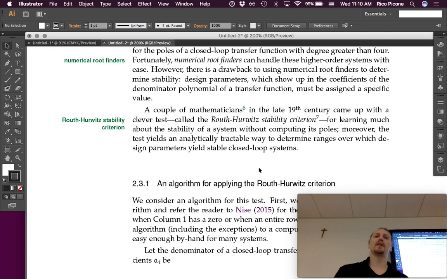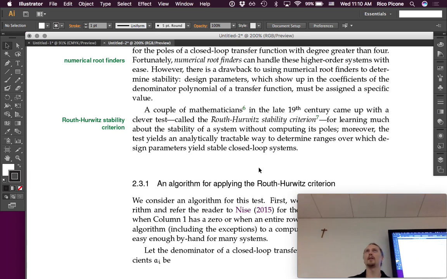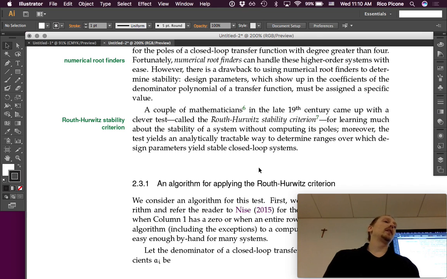Moreover, the test yields an analytically tractable way to determine ranges over which design parameters yield stable closed loop systems, which is useful to know. You might have a system that you're designing and you have a parameter that you can adjust, but you don't know over what range of that parameter the system is going to be stable. So you go ahead and use this criterion, and it'll give you an ability to determine that.